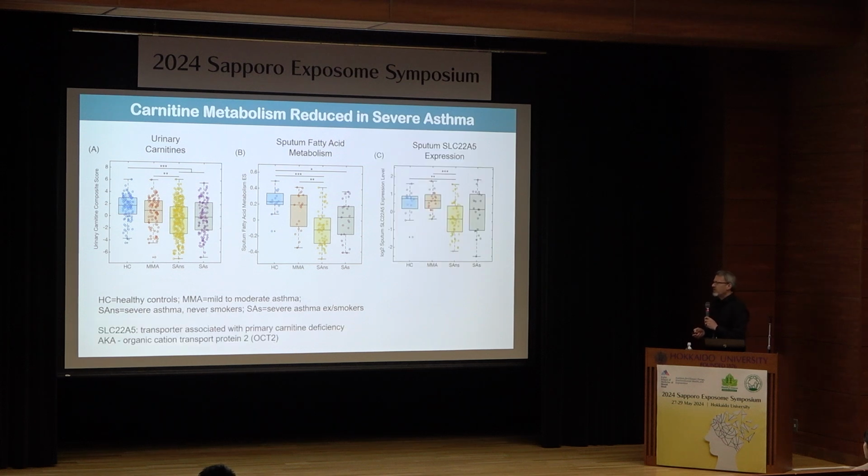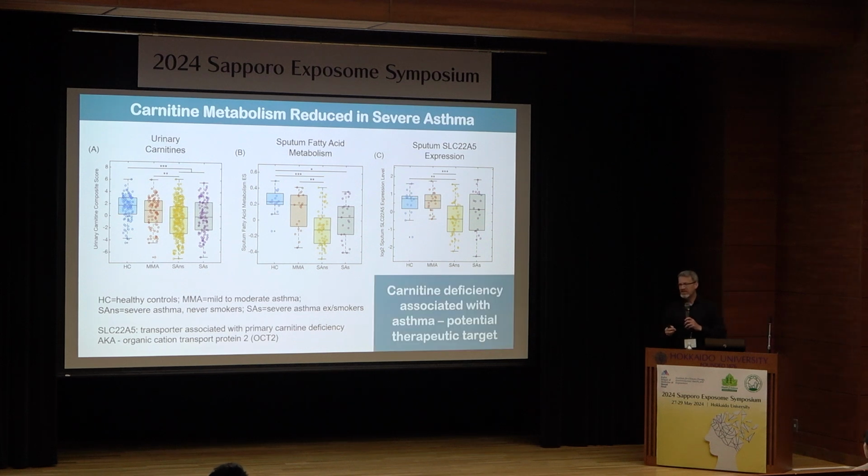And then we looked at the carnitine transporter itself, and we could see that the transporter, SLC22A5, the mRNA levels also decreased in the sputum. So we started to see there's a systemic dysregulation in carnitine metabolism associated with asthma severity. So this suggests that this could be a potential intervention for severe asthma.